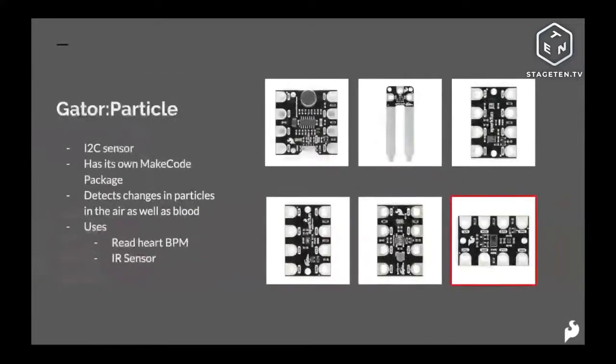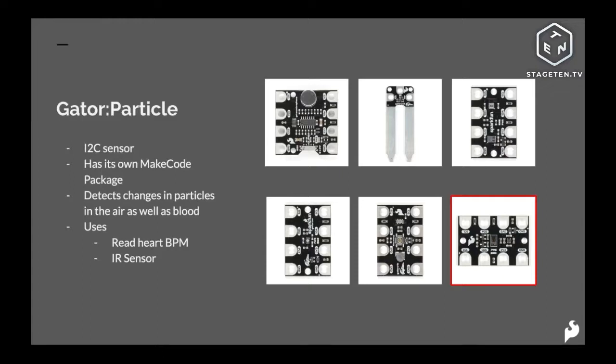The last sensor that we're going to talk about is the Gator Particle. Again, I2C sensor, MakeCode package, and this detects changes in particles in the air as well as your blood. And this sensor is actually, if you have a Samsung phone, very similar to the heart rate monitor on the back of your phone that you can use to get your heart rate if you use a physical fitness or activity app.